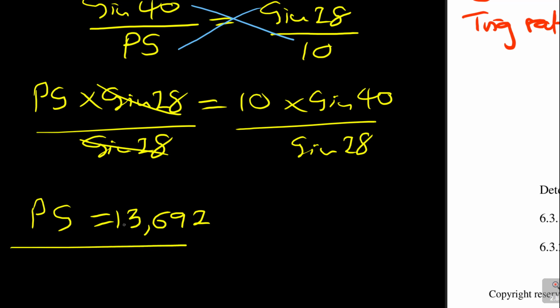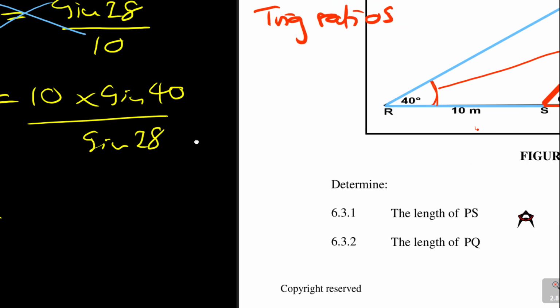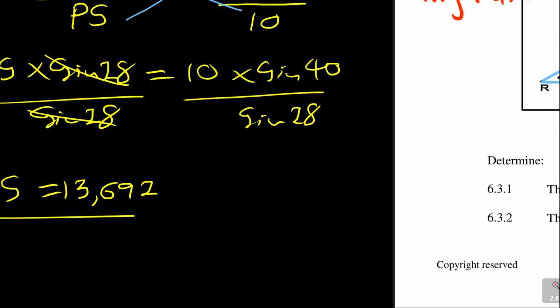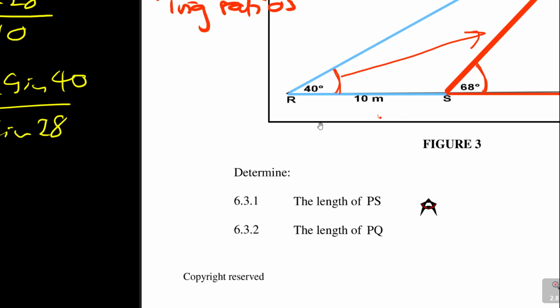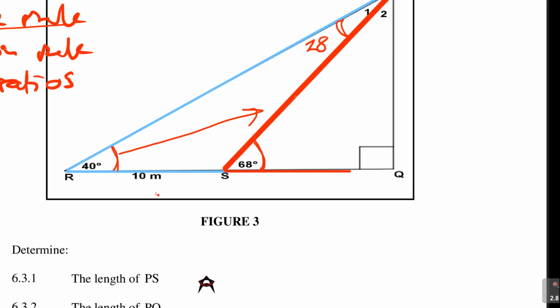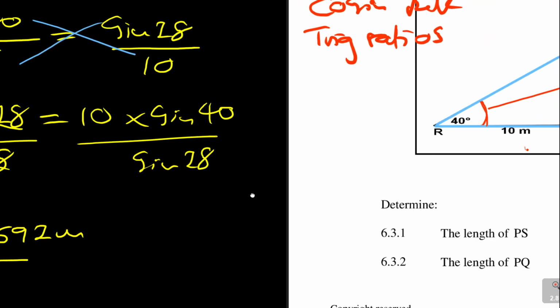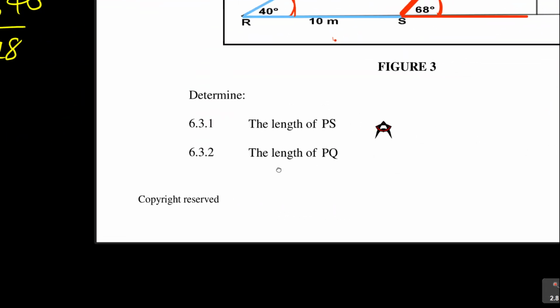13.692. Let me see the units; they didn't give them. It's meters. So it's 13.692 meters. The next question was, they said calculate the length of PS. That's what we did. That was PS. The next one is the length of PQ.